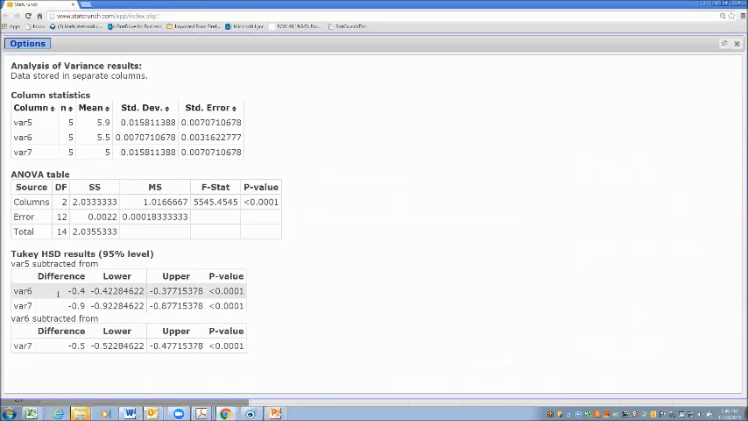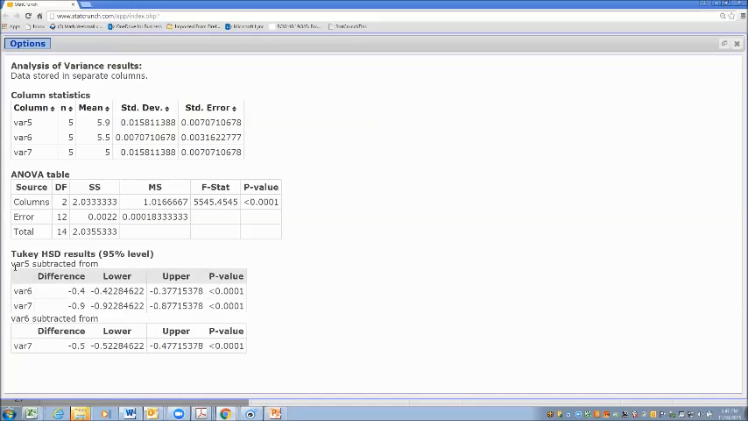but it also shows me some confidence intervals for the differences between the various means. If the confidence interval contains 0, then I cannot conclude that the means are different. If the confidence interval does not contain 0, I can conclude that those two means are different from each other. If the confidence interval contains 0, then I cannot say they're different from each other.